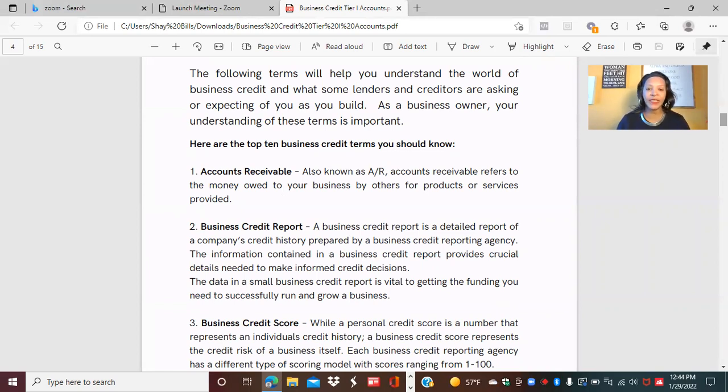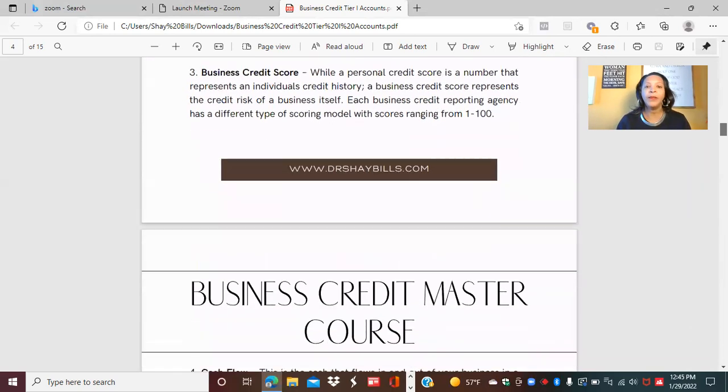Business credit report. A business credit report is a detailed report of a company's credit history prepared by a business credit reporting agency. We know these agencies to be Dun & Bradstreet, Experian, and Equifax. Business credit score. While a personal credit score is a number that represents an individual credit history, a business credit score represents the credit risk of a business itself. Again, your business credit score indicates your business risk, okay? Each business credit reporting agency has a different type of scoring model, with scores ranging from 1 to 100.